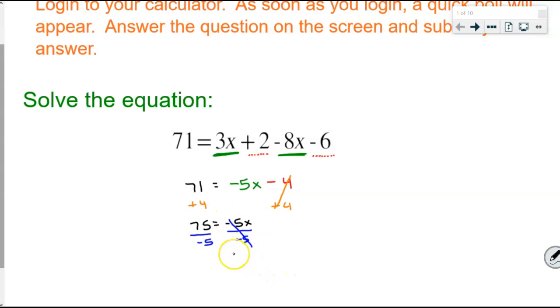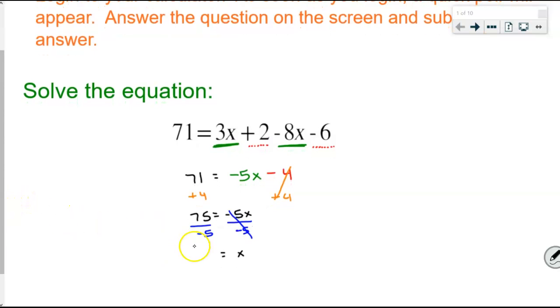That leaves me with x, which is equal to 75 divided by negative 5. Use your calculators if you need to. Go ahead, Luis. Negative 15. And in your calculator, as you're entering this quick poll, I do want to see it entered like this. Don't just say it's negative 15. Tell me that x is the thing that is negative 15. That's Math Practice 6, Attend to Precision.